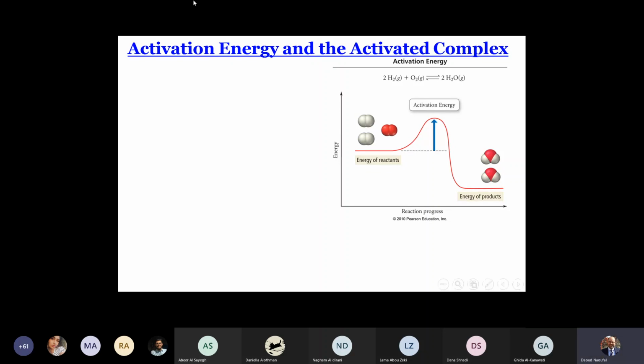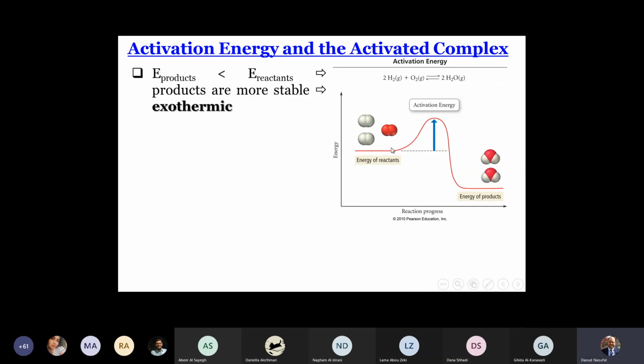So what is the activation energy of the reaction? By definition, the activation energy of the reaction is the energy needed to start a reaction. So this is the energy needed to reach this point. The difference of energy, in the blue arrow, is the activation energy of the reaction. In other words, the activation energy of the reaction is the difference of energy between the activated complex and the energy of the initial reactants.